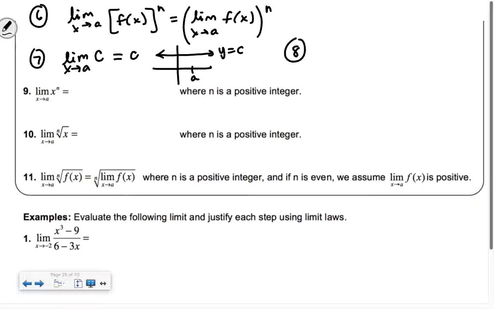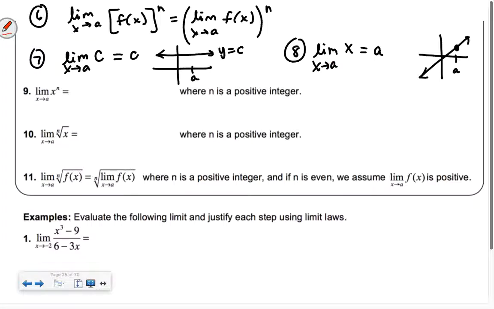And then if I have the limit as x goes to a of just x, well, what does the line y equals x look like? It looks like this. So as I go towards a certain a value, what point is right here? A comma A, right? Does that make sense? So I'd have 1, 1, 2, 2, 3, 3, 4, 4 on that line. So I just get a. It's just a direct substitution. You're plugging in the a value into your x.